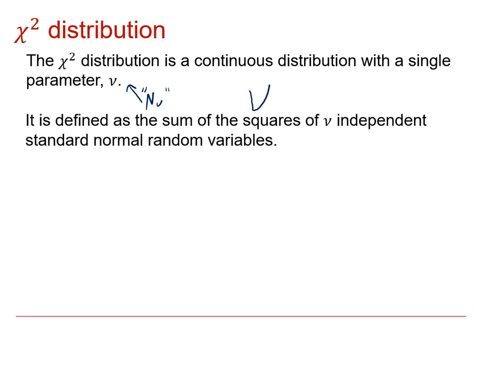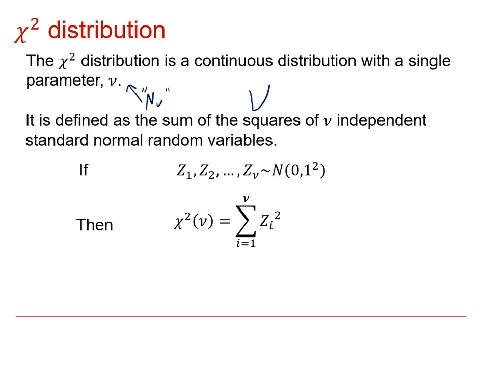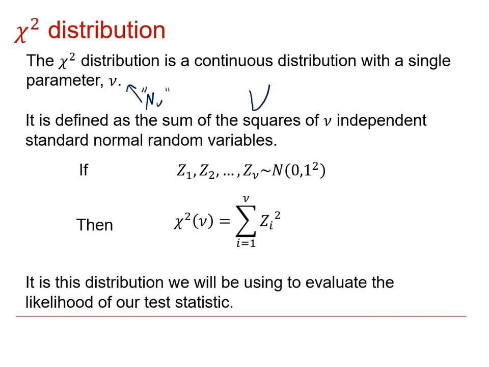Symbolically, it's a bit clearer, I think. So if z1 up to z nu are distributed normally with a mean of 0 and a variance of 1, so the standardized normal distribution, then the chi-squared distribution with parameter nu is the sum of the squares of all the z's. It is this chi-squared distribution that we'll be using to evaluate the likelihood of our test statistic. This information is not in the spec.